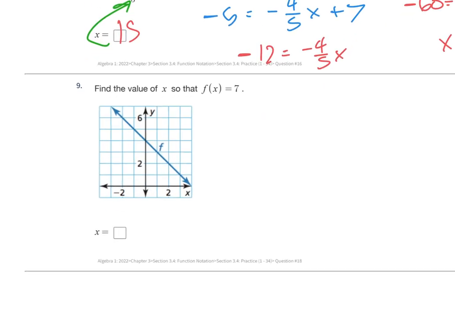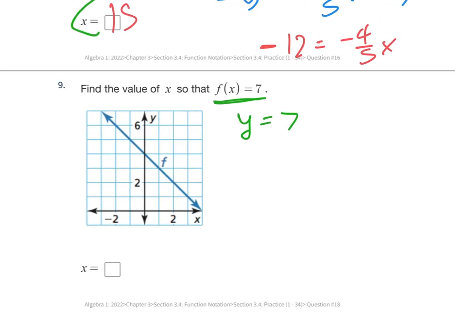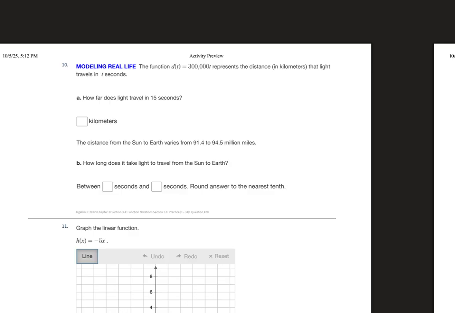Find the value of x so that f of x equals 7. So what they're saying is f of x equals 7. Y equals 7. Where does y equal 7 on this graph? Well, it's kind of funny. Y equals 7 right there, because that's 1, 2, 3, 4, 5, 6, 7. All right, 7, we go out, and it is negative 3. That's the value for x. So when x equals negative 3, y, or f of x, equals 7.